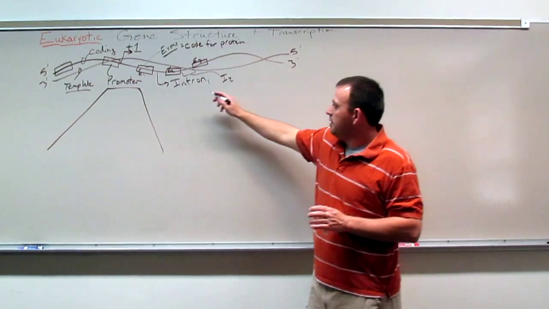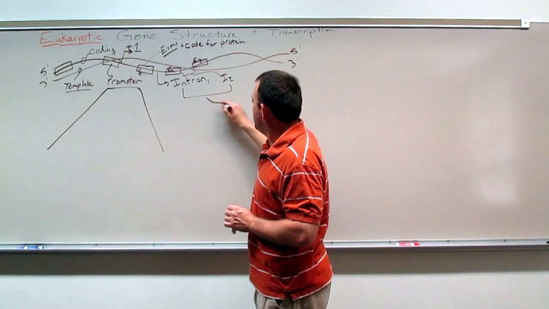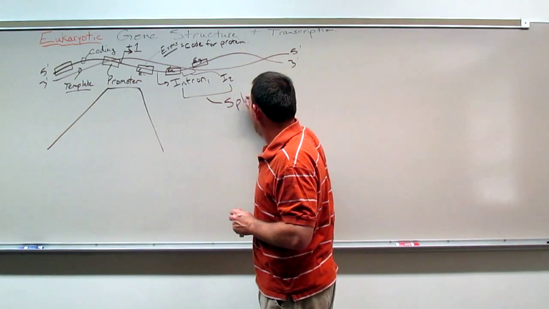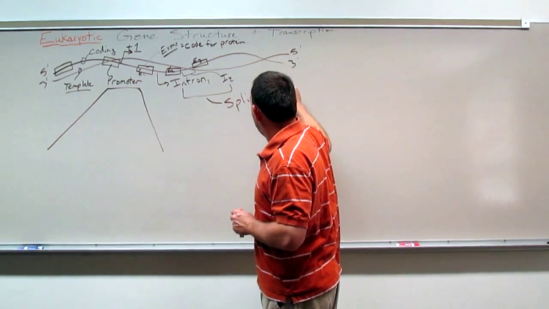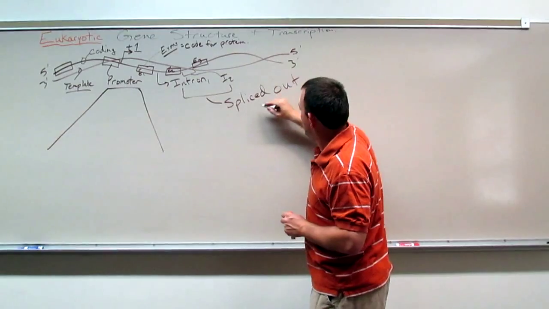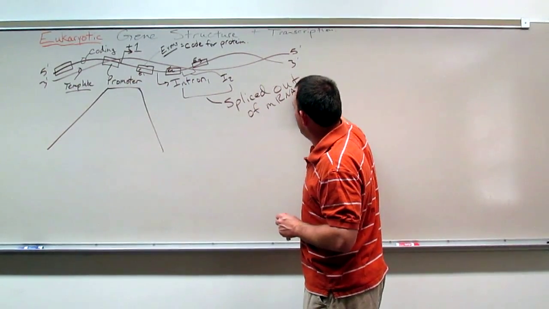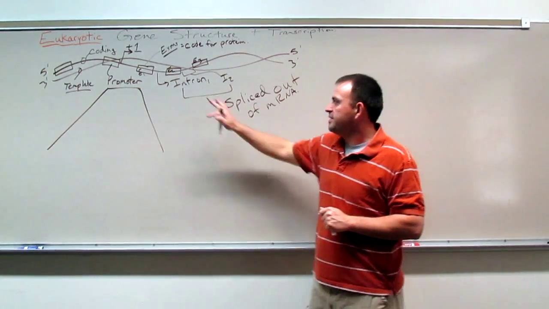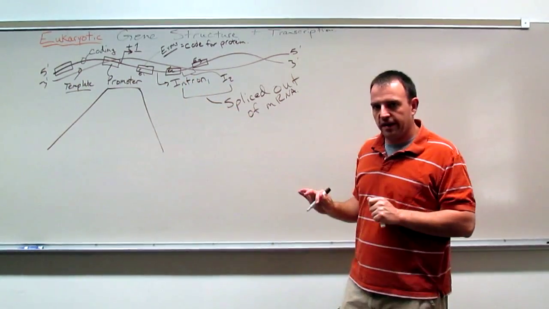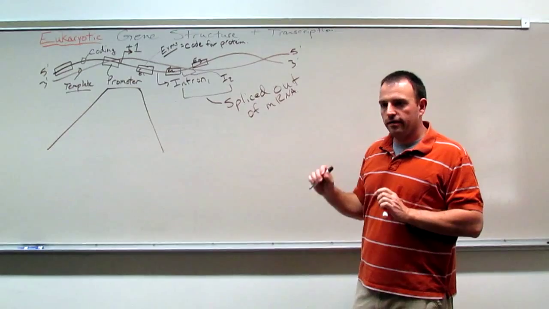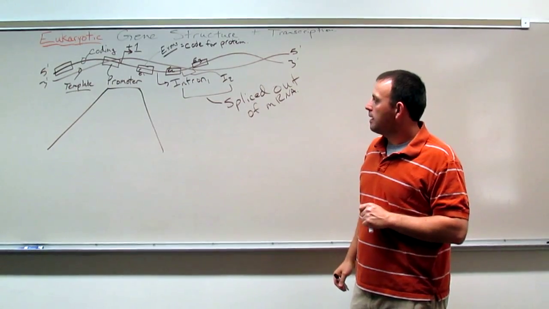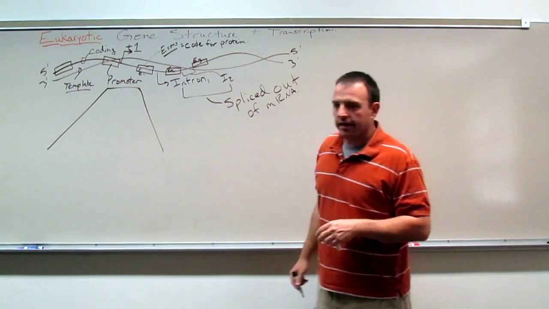What's going to happen? The introns ultimately will be spliced out of the mRNA once it's made. Right? Here it's DNA. Nothing happens to the introns in the DNA, but introns will be spliced out of the mRNA. Okay?